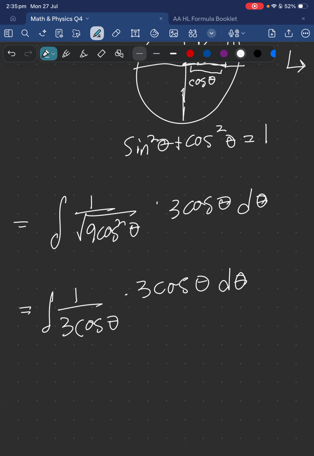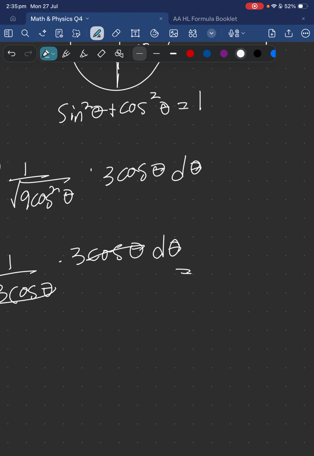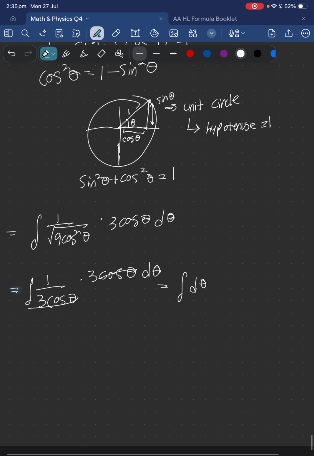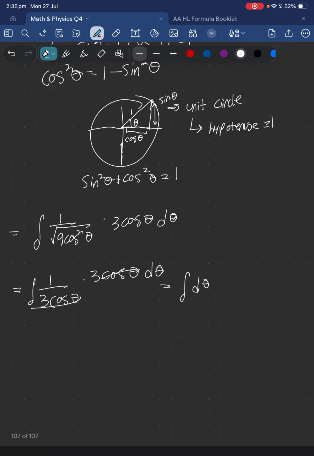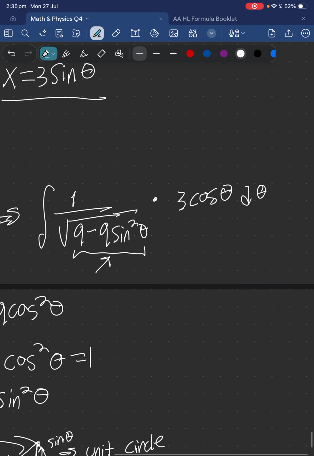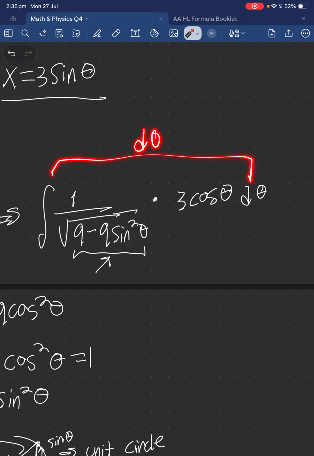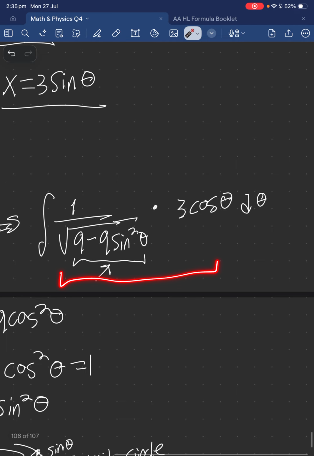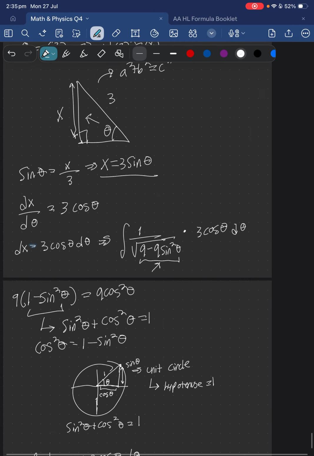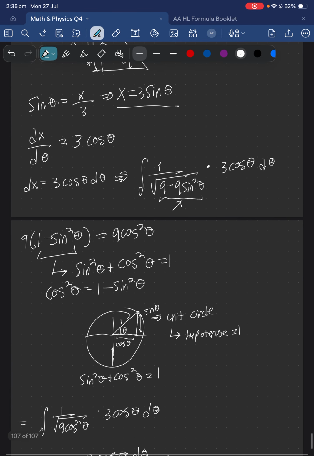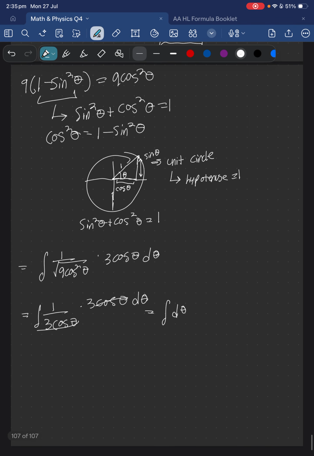And now conveniently, these cancel out. You're just left with the integral of d theta, or 1 times d theta, which is just d theta. So you see how we've converted this very daunting expression into d theta. You've realized that all of this inside is just equal to 1, and that's what you do in trig substitution. You convert something very complicated to something simple, using trigonometry, obviously.